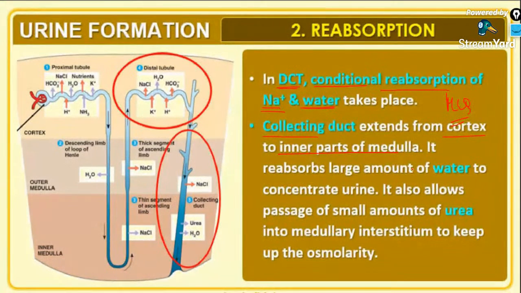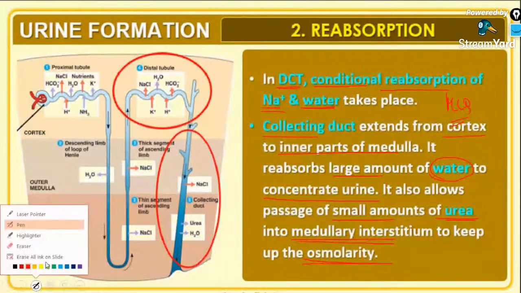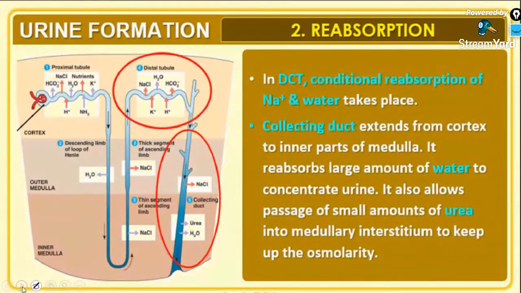So it reabsorbs a large amount of water to concentrate the urine, and it also allows a passage of small amounts of urea into the medullary interstitium. What is medullary interstitium? The interstitial spaces in between the medulla, to keep up the osmolarity. What is osmolarity? The balance between the water and the mineral balance of our body. Okay.